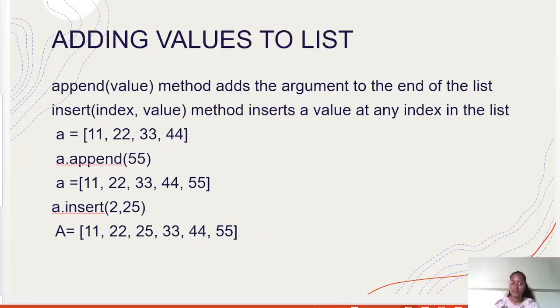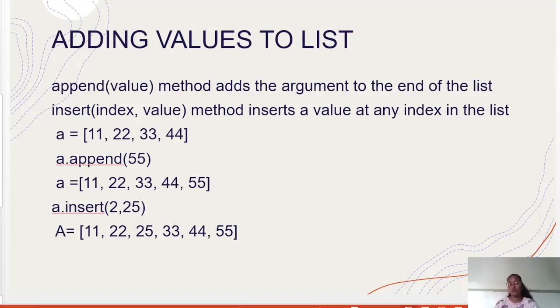Adding values to a list. Adding values to a list can be done in two ways, the append method and the insert method. The append method adds the argument to the end of the list, whereas the insert method inserts a value at any index in the list. The index should be mentioned. Let us consider a list A equals 11, 22, 33, and 44. Using the append method, we are adding 55 to the list. A.append(55) gives us a list consisting of 11, 22, 33, 44, and 55. We can see that the value 55 is added at the end of the list.